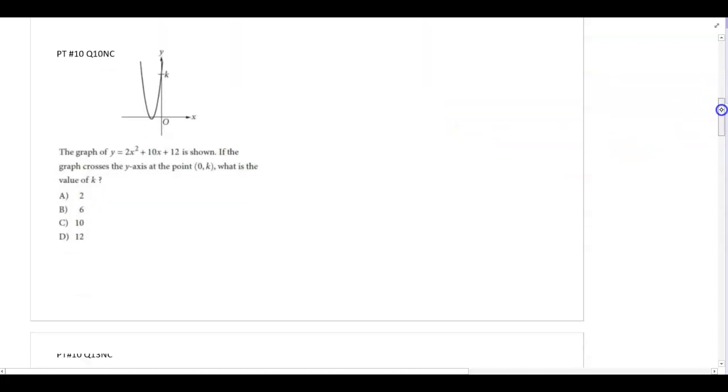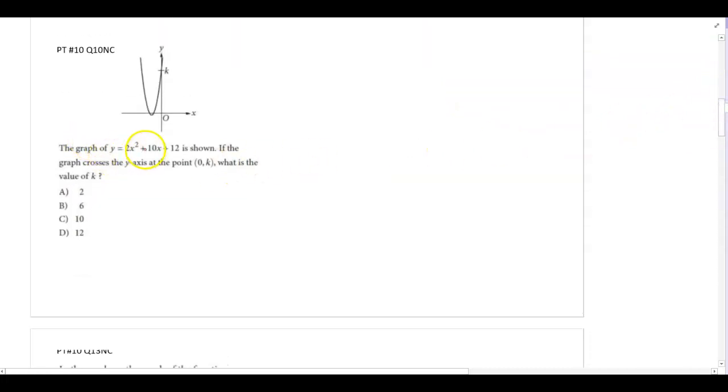So let's look at the first example here. The graph of y equals 2x squared plus 10x plus 12 is shown. If the graph crosses the y-axis at the point (0, k), right here, what is the value of k? Well, here's the thing, you're basically finding the y-intercept, so we're going to let x equal 0, so y equals 2 times 0 squared plus 10 times 0 plus 12. These wipe out because anything times 0 is 0, so y equals 12. Right there, k is 12.